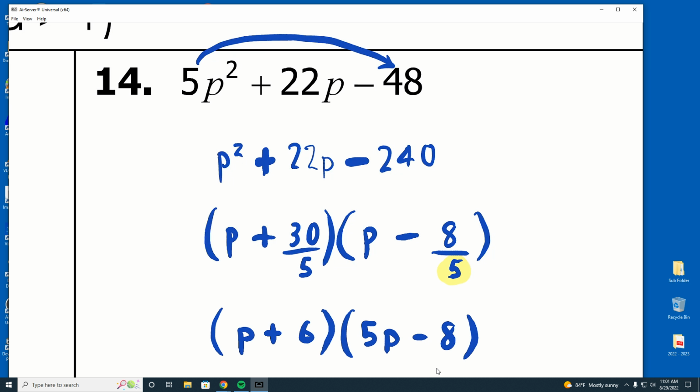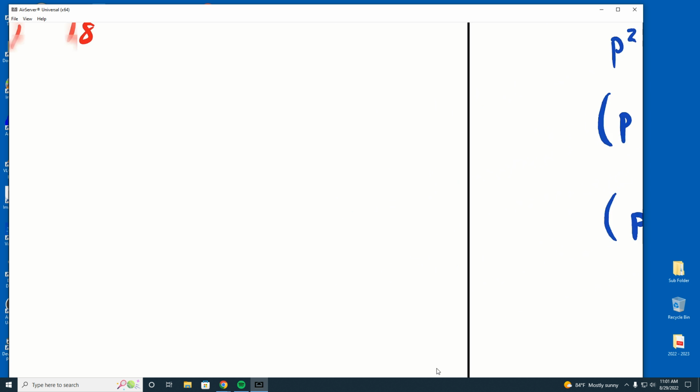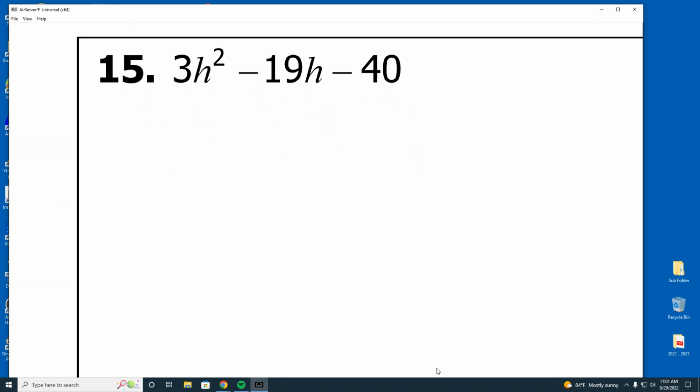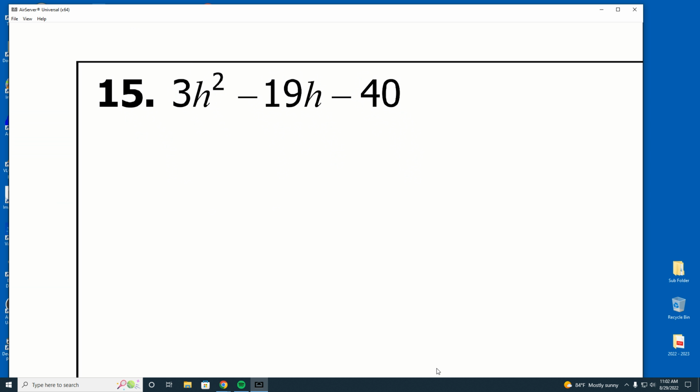What do you think? Not that bad? Okay, let's keep on going to the back side. Over under. Ready? What's 3 times negative 40, y'all? 3 times negative 40. Negative 120, right? So we're going to change this to h squared minus 19h minus 120.